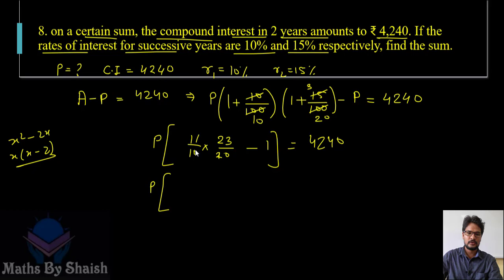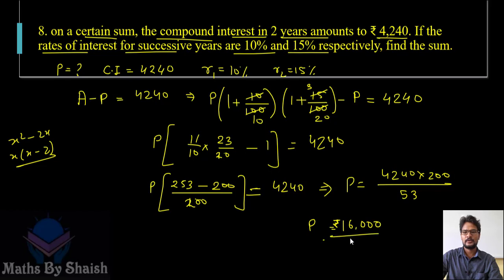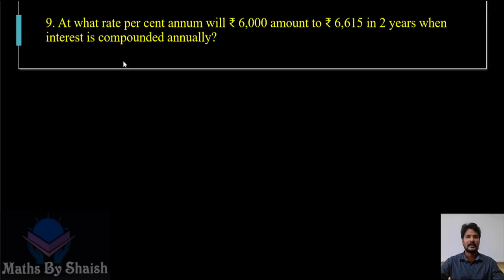It is 200, so 11 into 23 is 253, minus 200 upon 200, which is the same as 4240 by cross multiplication. Then P will be 4240 into 200 divided by this. If you subtract, we get 53, and if you calculate, we get 16,000. So the principal amount, the initial amount, whatever we call it, is 16,000. Hope it is clear.